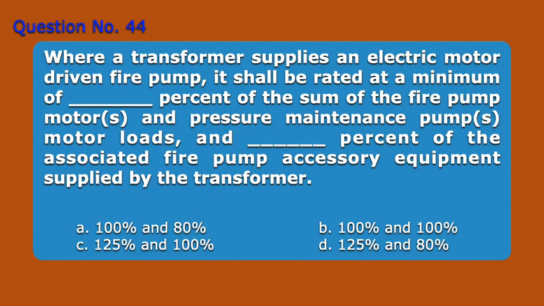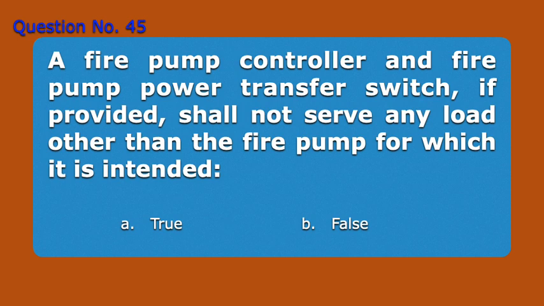Question number 44. Where a transformer supplies an electric motor-driven fire pump, it shall be rated at a minimum of blank % of the sum of the fire pump motor and pressure maintenance pump motor loads, and blank % of the associated fire pump accessory equipment supplied by the transformer. A. 100% and 80%. B. 100% and 100%. C. 125% and 100%. D. 125% and 80%. Answer C. 125% and 100%.